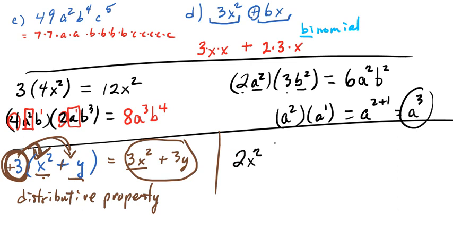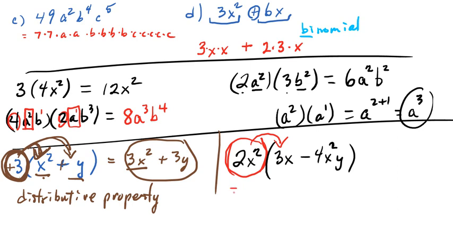Okay. I'm going to step it up just a little bit here. 2x squared times 3x minus 4x squared y. Okay? So let's follow along that same method, which you're exactly right. This is a monomial out front, so that's just a monomial. So let's distribute inside the brackets to each term. So 2x squared times 3x is going to be, 2 times 3 is 6. X squared times x to the 1 is x cubed. Very good. That's going to be the first term in our product.